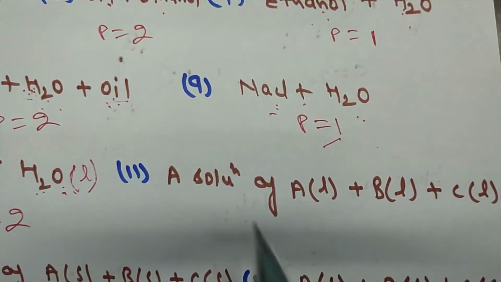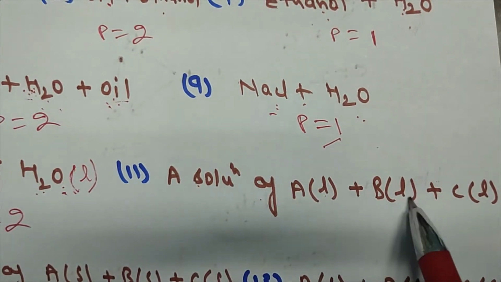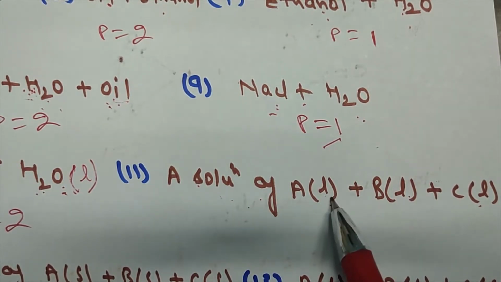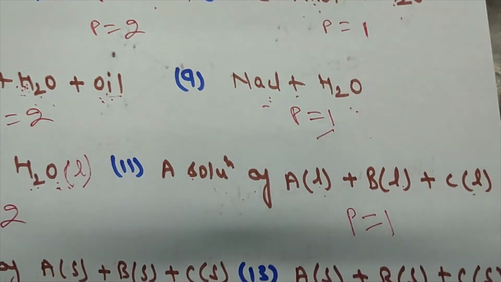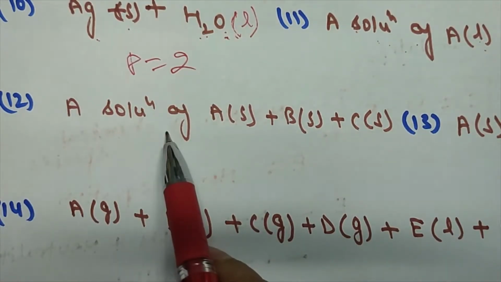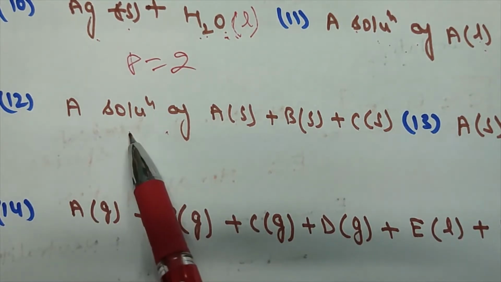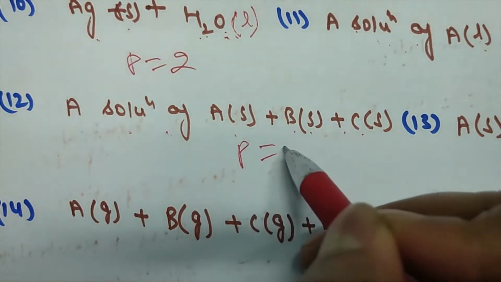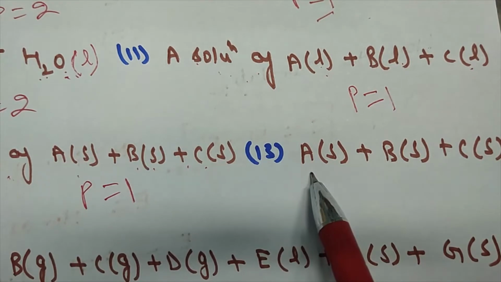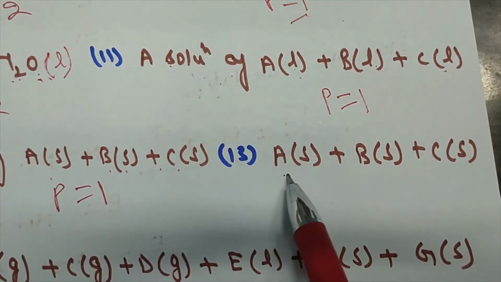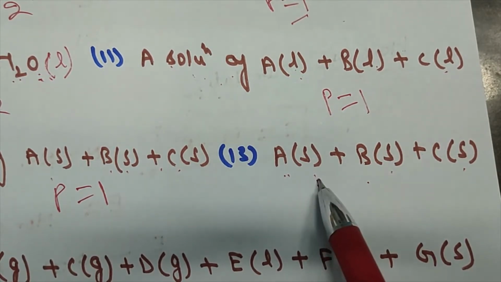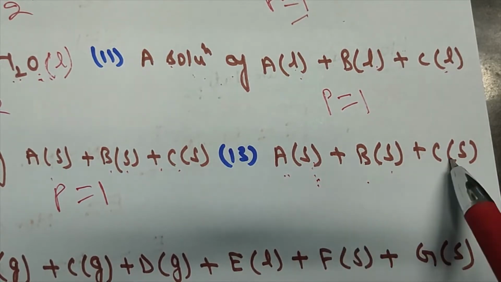Again, now this is very important. A solution of A liquid, B liquid, C liquid, whatever the A, B, C, doesn't matter. If it is a solution, whether liquid or gas, phase will be 1. Again a solution of, whatever the liquid or solid, if it is mentioned here solution of A, B and C, they are solid, then phase will be 1. Here solution is not mentioned, only solid. What I have told you, if there are solids, then the number of solids is equal to the number of phases. Here there are 3 different solids, then phase will be 3.